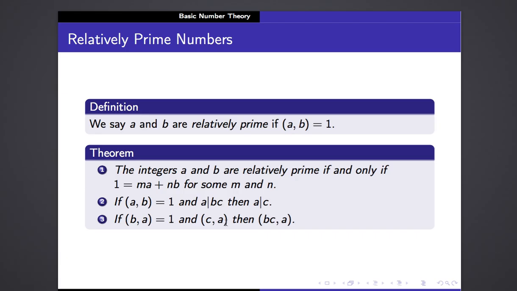I'm sorry, there's a typo again. I've got to fix this. What it is supposed to be is, if b and a are relatively prime, and c and a are relatively prime, then b times c and a are also relatively prime. So that's what it was supposed to be. Sorry about that.